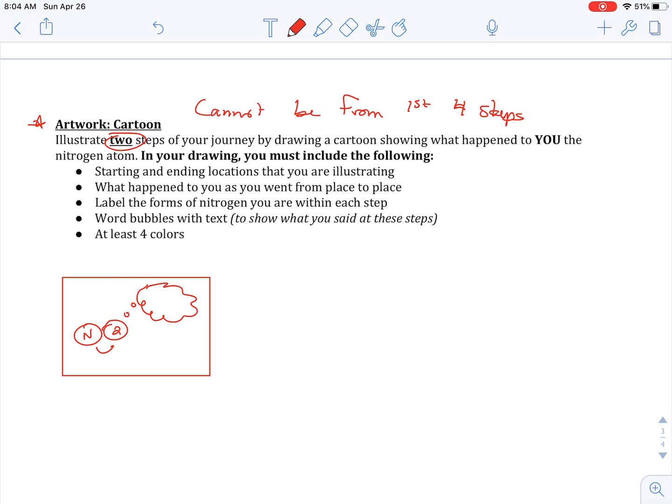So again, it includes the same stuff as your sentences. Use your chart from up above, your journey. So your starting location, ending location, what happened to you. We've talked about that before, the forms. I covered my form right here in my little drawing. N2 is the form, so you don't have to write the word ammonia or nitrogen gas or whatever. Be fun with that. Again, like I said, word bubbles are extremely important, and then you have to have at least 4 different colors.